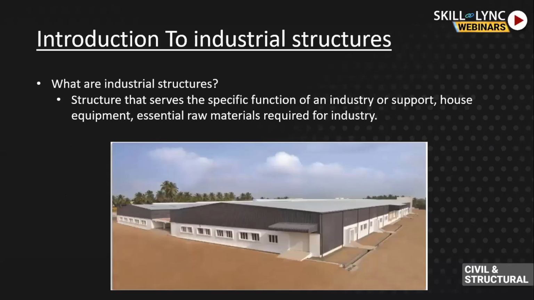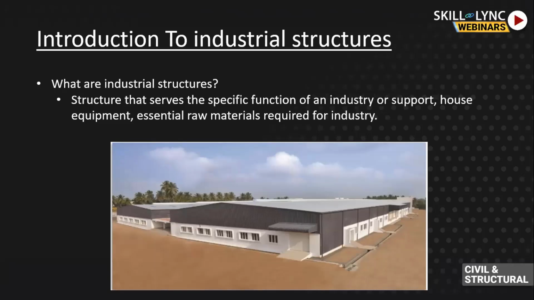So basically, to start with, let's understand what industrial structures are. They are structures that serve the specific function of an industry or house equipment and essential raw materials required for the industry. Industrial structures are built to serve the specific function of that industry.